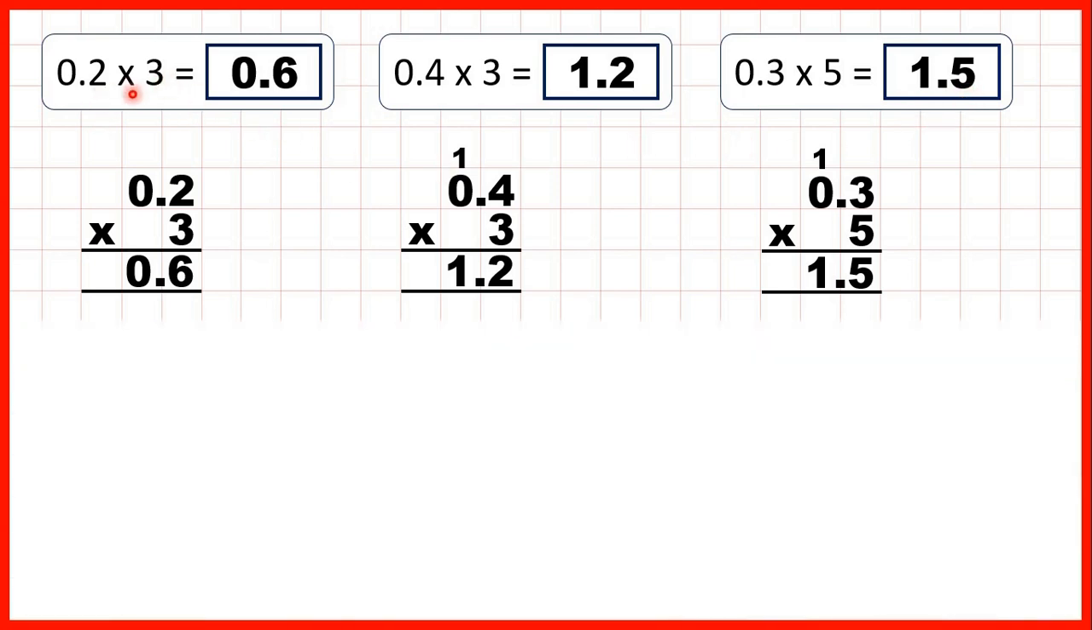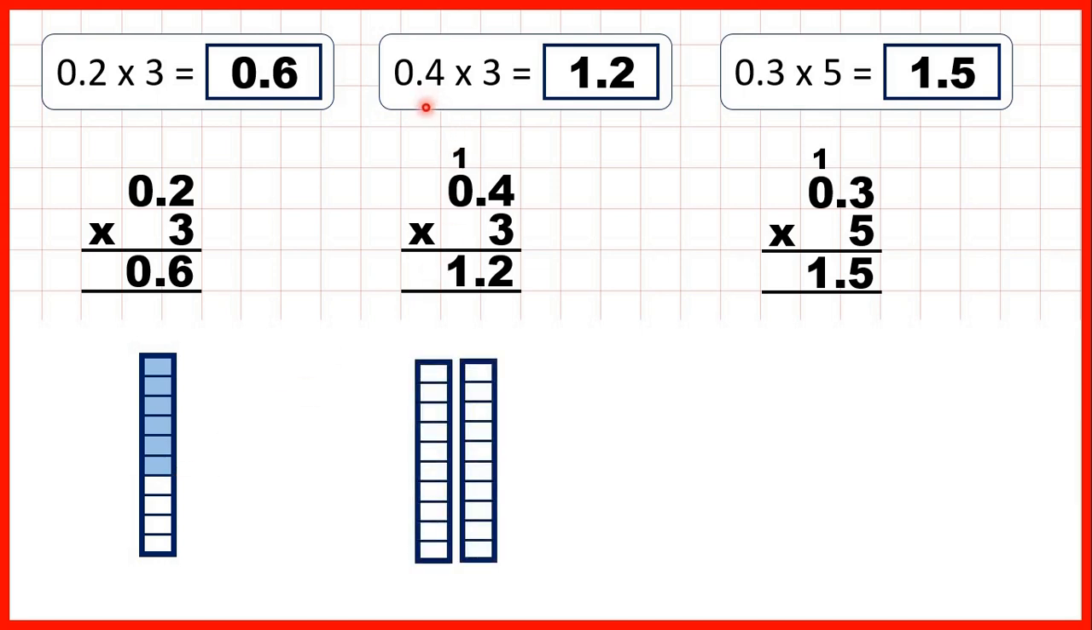And we know that multiplication is really repeated addition. So for 0.2 times 3, we can show 2 tenths and then another 2 tenths and then another 2 tenths. So we've added 0.2 3 times and we can see that we get 6 tenths. Now we have 0.4 times 3. 0.4 is 4 tenths. So if we show 4 tenths, then another 4 tenths, and then another 4 tenths, you can see that we have 12 tenths, but that's the same as 1 whole and 2 tenths, so that's 1.2.